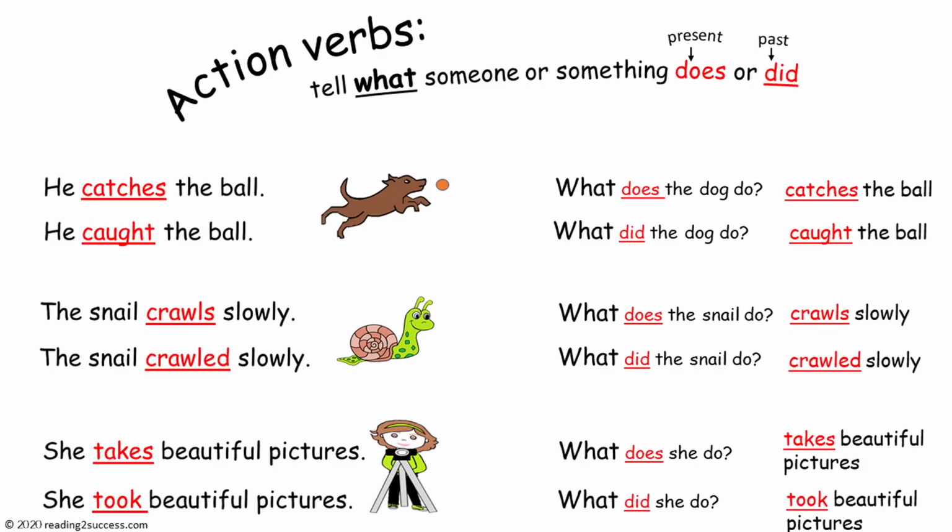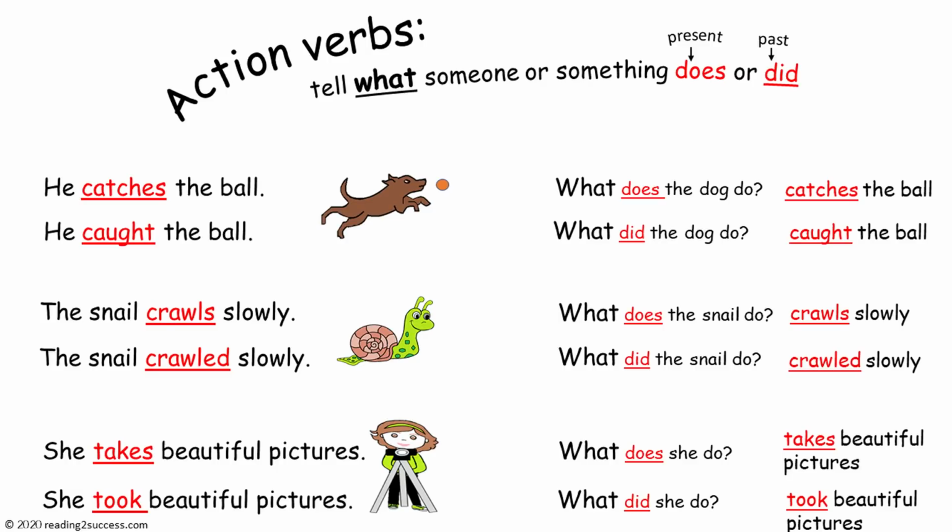Introduce kids to action verbs. They tell what someone or something does or did. Our first sentence is, he catches the ball. Catches is the action word that he is doing. But if we are unsure, we can always ask, what does the dog do? And the answer would be the verb catches.